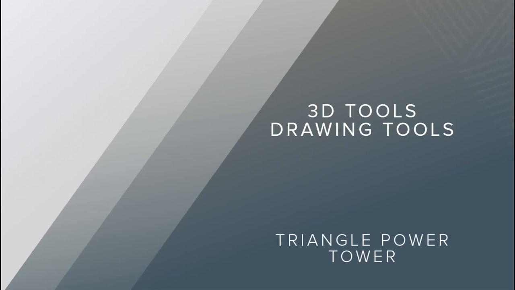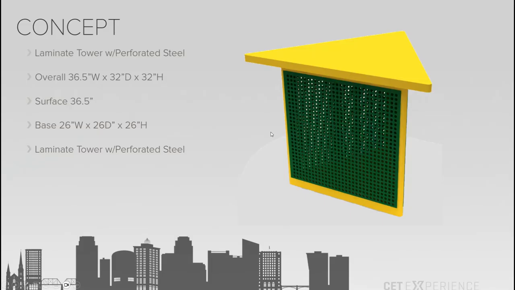The next 3D that we are going to create from scratch is a triangular power tower. The concept of this one is to create a laminate tower with a perforated steel on each side. The overall width is 36.5 by 32 deep and 32 high. The surface is 36.5 all around. The base itself is 26 by 26 by 26, and it'll all be laminate except for that perforated steel.